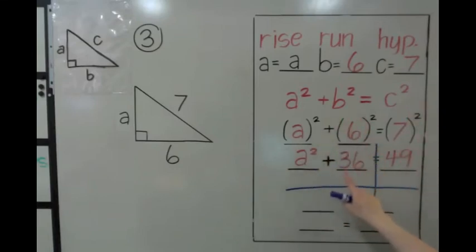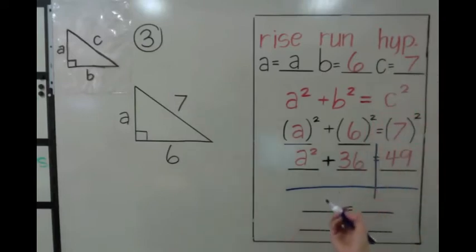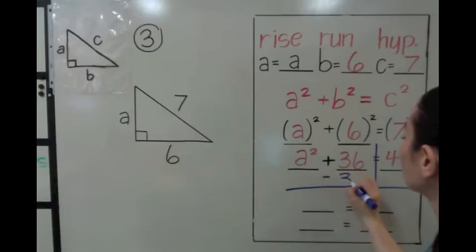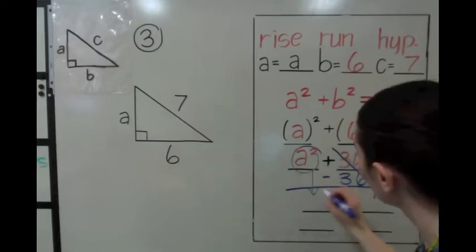Now look at the 36. What's the opposite of positive 36, or the opposite of addition, right, is subtraction. Exactly. So we're going to subtract 36 from both sides. Look how this works. So instead of adding the sides, in this case, we're going to subtract them. Positive 36 and negative 36 makes 0. We're going to bring down A squared.